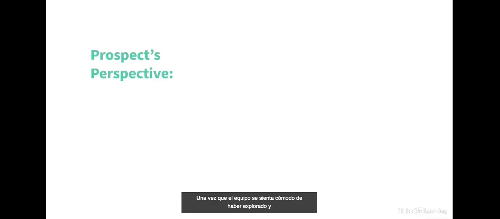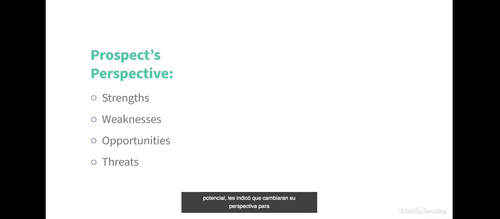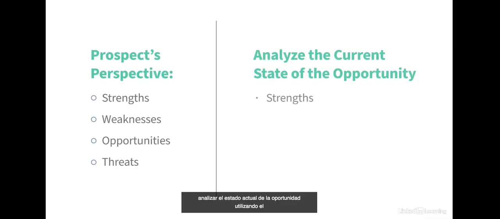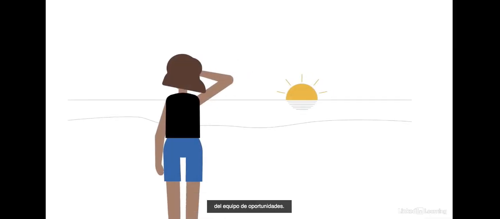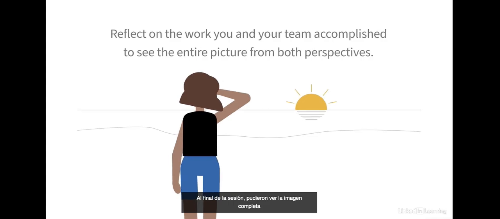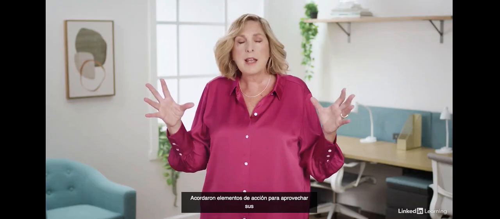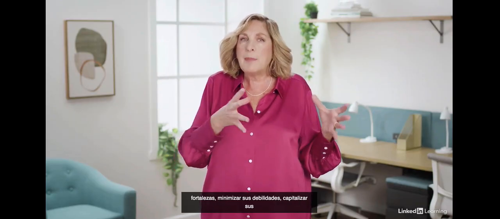Once the team feels comfortable that they have fully explored and analyzed the strengths, weaknesses, opportunities, and threats from their prospect's perspective, you instructed them to flip their perspective to analyze the current state of the opportunity using the same model. As a VP of sales, you're proud of the opportunity team's work. At the end of the session, they could see the entire picture from both their perspective and, more importantly, from their prospect's perspective. They agreed on action items to build on their strengths, minimize their weaknesses, capitalize on their opportunities, and neutralize their threats.